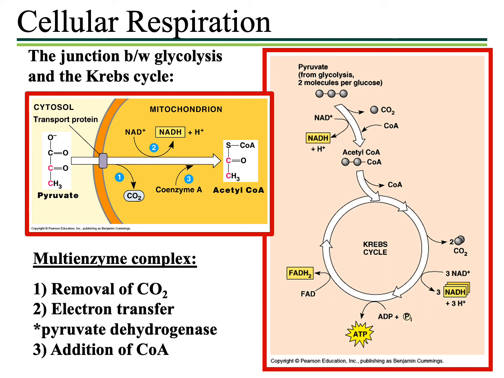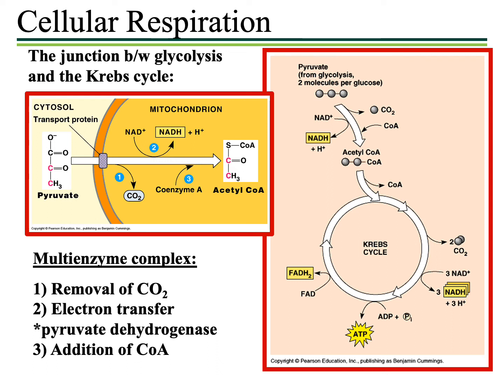However, pyruvate, which is one of the end products of glycolysis, needs to pass through the mitochondrial membrane system and enter into the matrix. So this step that you see on the slide on the left-hand panel is actually that step of getting pyruvate into the mitochondrion. It's not actually part of the Krebs cycle.